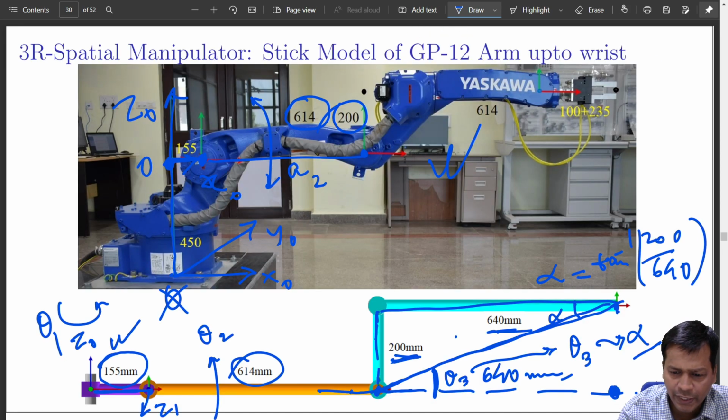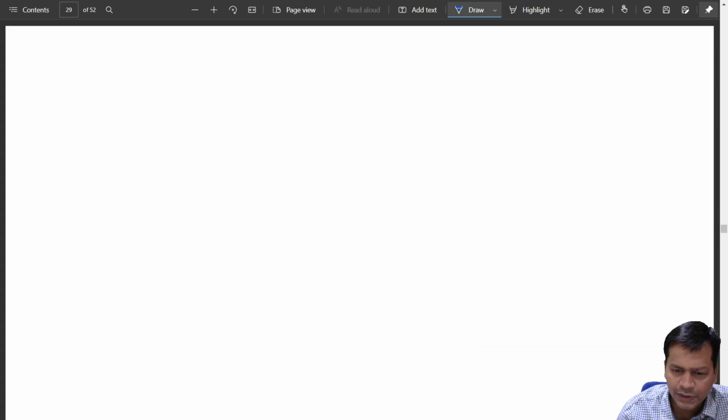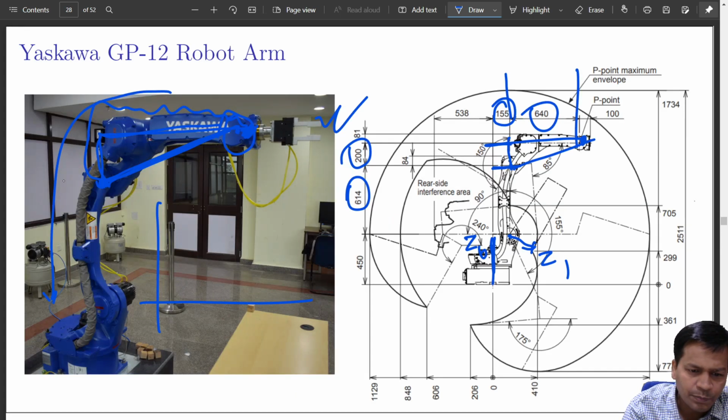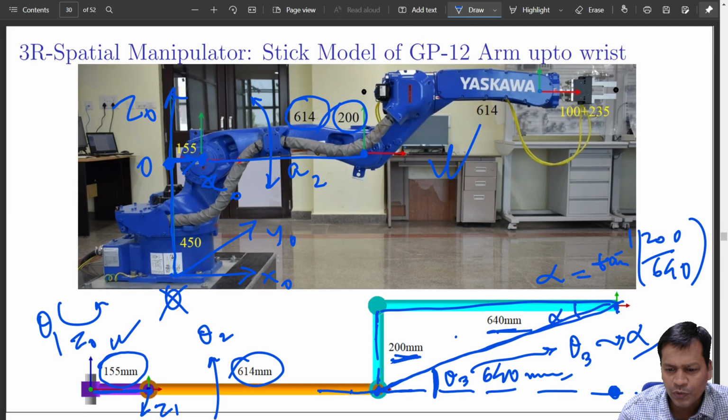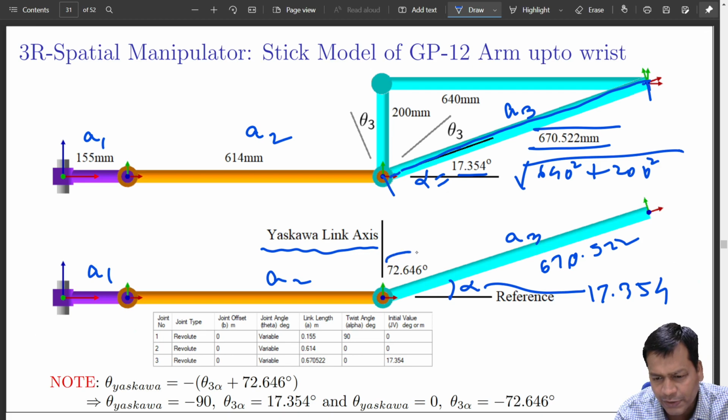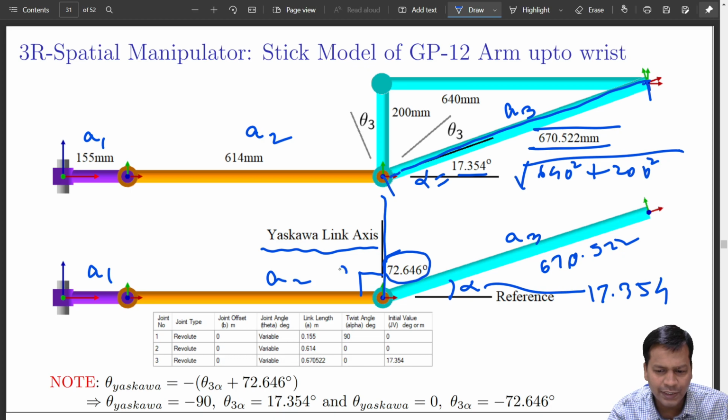Okay, it measures like this. Normally this robot is in this position, and you measure the vertical angle, this angle. So you can get that vertical angle as 72.646 degrees from vertical. Effectively, if this is 90 degrees, whatever is this reference frame from A2, if you create an imaginary line at 90 degrees, from there you measure this angle. That is what Yaskawa does. So this is your theta 3 in case of Yaskawa.